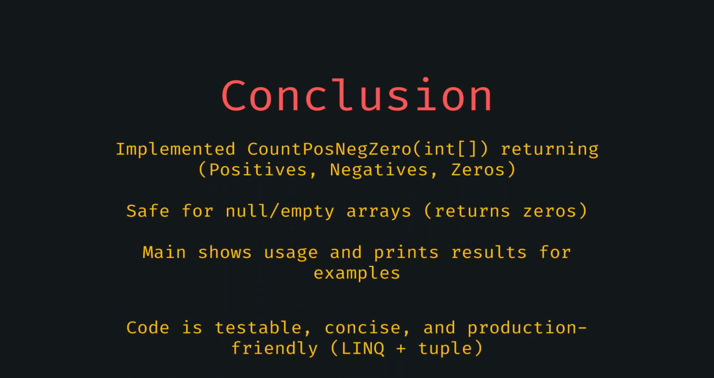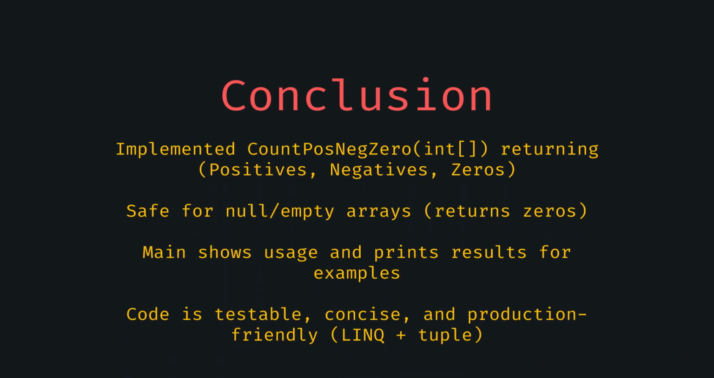To recap, we wrote a small, testable function that counts positives, negatives, and zeros. It is easy to adapt. Switch the tuple to a struct if you prefer stronger typing, or accept IEnumerable to handle other inputs. This pattern, a pure function plus a small IO wrapper, keeps code maintainable and unit test friendly.